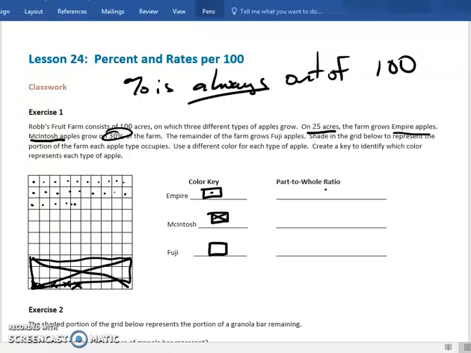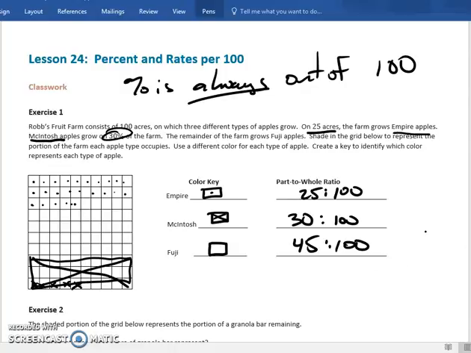Okay, so part to whole ratio. What part has the dots? Well, there were 25 of them. What's the whole amount? Well, there was 100. The McIntosh had the X's. There were 30 of them. That's the part, and there was a total of 100 acres we were dealing with. And the Fuji ones, I got 10, 20, 30, 40, and then 45. So the 45 is the part. The 100 is the whole amount that we are dealing with.